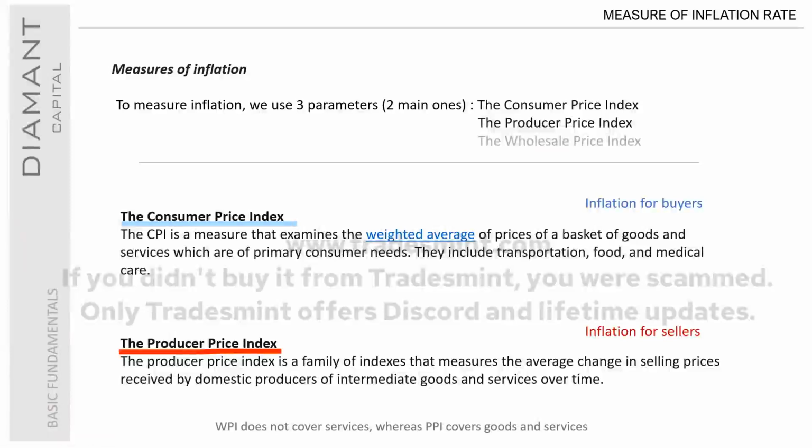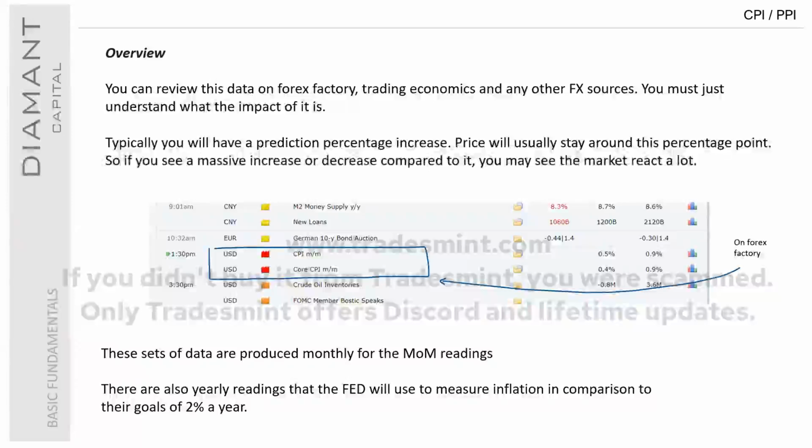Let's look at a little overview of how we actually use the CPI and PPI and where to find it as well. You can review this data on Forex Factory, Trading Economics, and any other FX sources. Forex Factory is going to be the main place you look at for quick data, percentages, and also when the data is coming out. The main thing is you must understand what the impact of it is. You're not just looking at that data and seeing if it's red, green, or neutral. You're actually going to understand what it means.